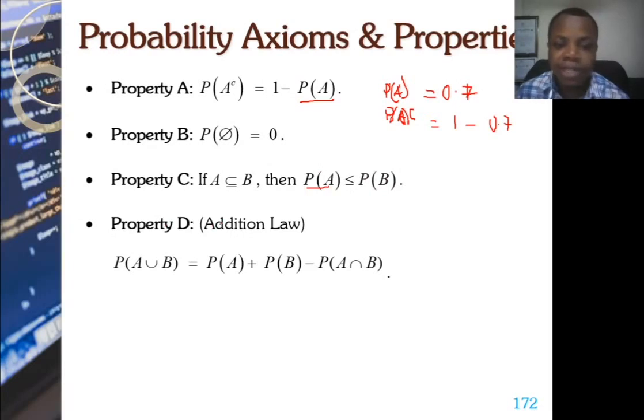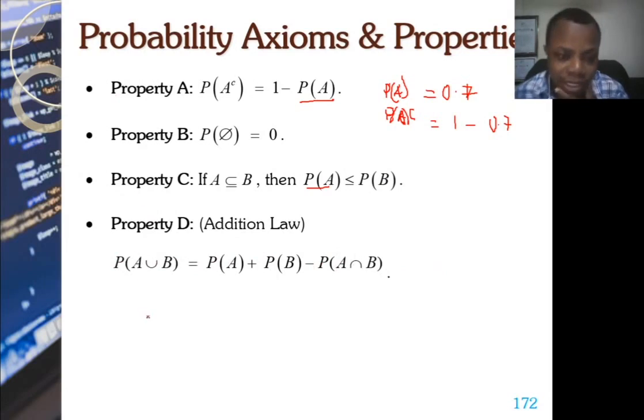Now property D happens to be the addition law. This says that the probability of A union B is equal to the probability of A plus the probability of B, minus the probability of A intersection B.